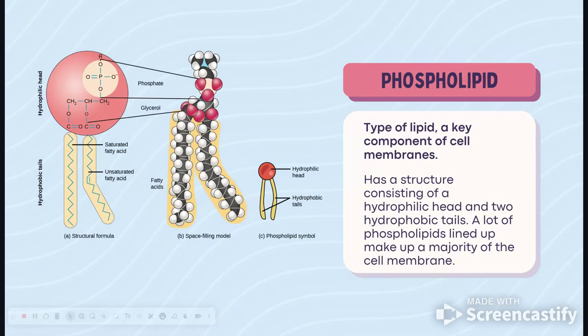Then we have phospholipids. Phospholipids are what keep the cell membrane structure and keep it upright without folding or anything. It makes up the bilayer, and it has a phospholipid head, which is hydrophilic, which means it likes water. And then it has hydrophobic tails because they're made out of lipids, specifically cholesterol.